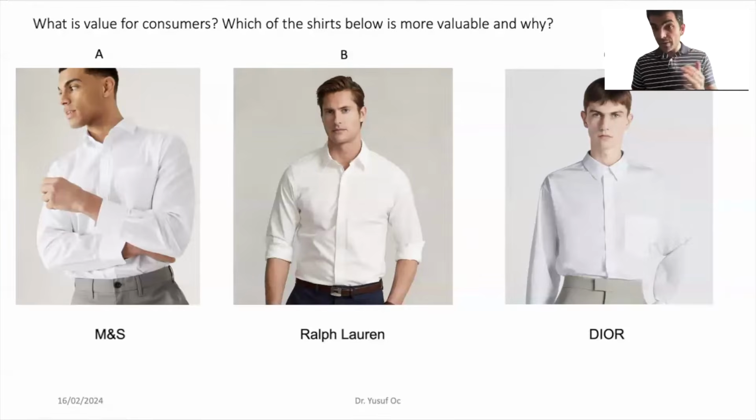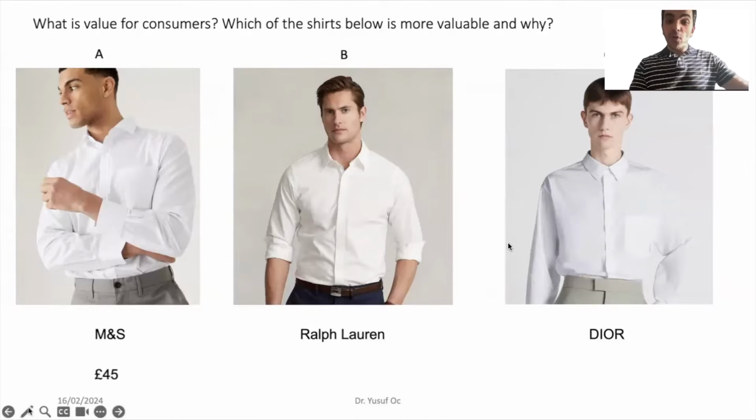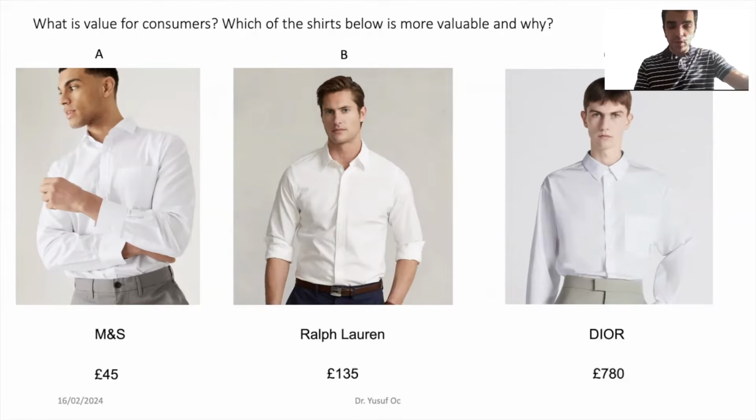Everything is the same. Actually, you don't know anything about it, but now you have some information regarding the brand, and the brand brings memories, either bad or good, and then you decide which one is more valuable for you. Okay. And then if you also look at the prices, M&S is 45 pounds, Ralph Lauren is 135 pounds, and Dior is 780 pounds. So Ralph Lauren is 3 times the price of M&S, and Dior is 17 times the price of M&S.